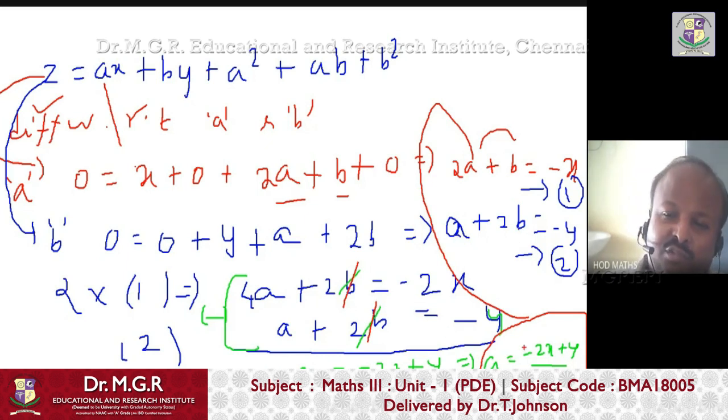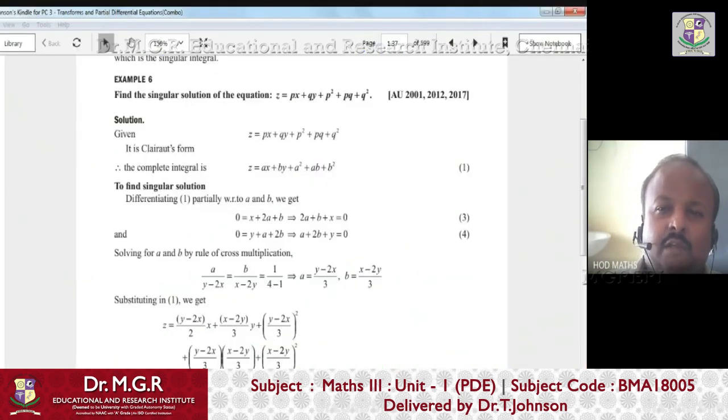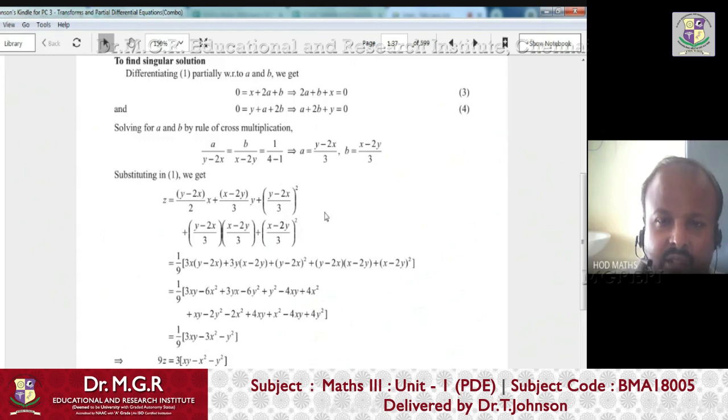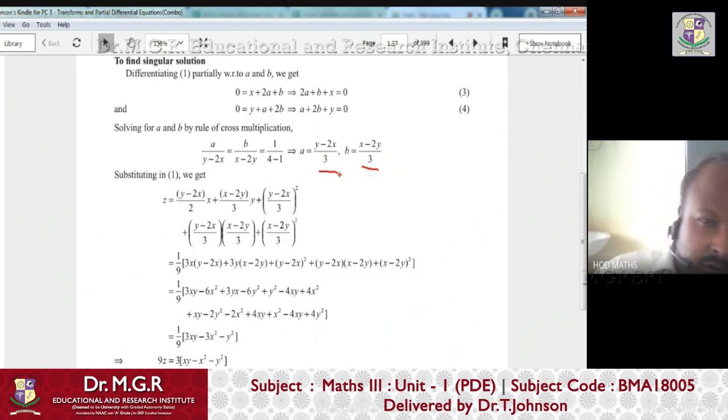Otherwise, you can substitute this a value directly here. Then you can get the b value in place of x and y. If you do that, then these things will arrive: a equals y minus 2x by 3 and b is equal to x minus 2y by 3. Right? So these two can't come directly. You have to use that simple idea.